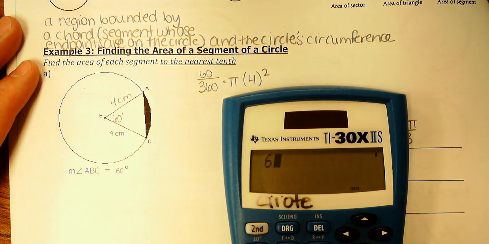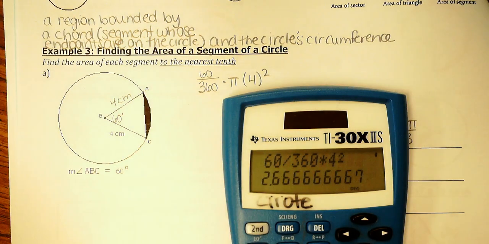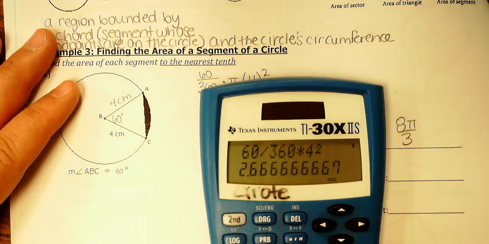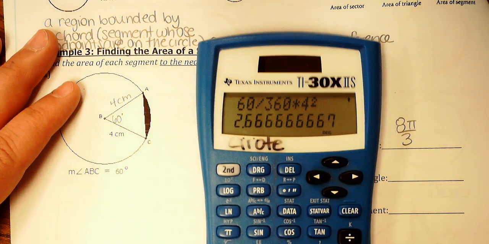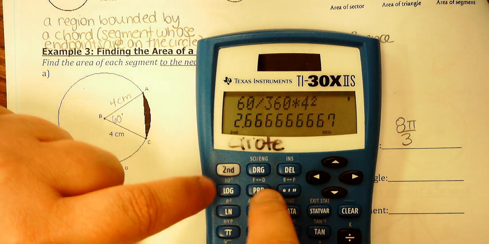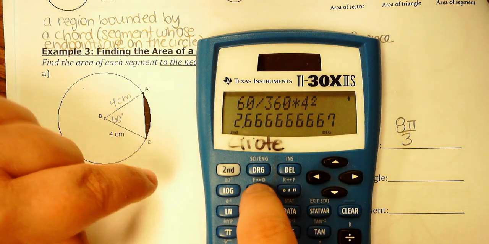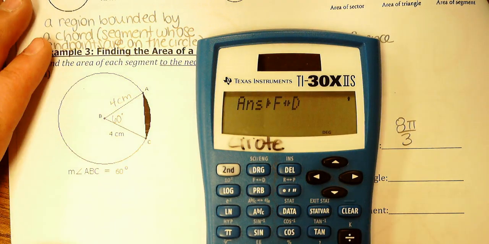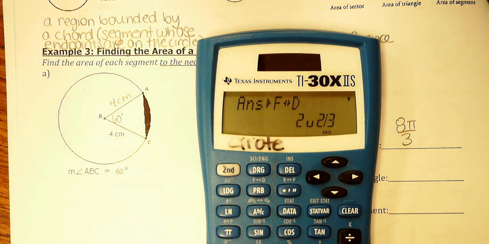I'm going to do 60 over 360 times that 4 squared. And again, I'm getting that long decimal. On these calculators, let me scooch this up a little bit so it's on the screen. If you hit second and then this F to D, it'll convert it from a decimal to a fraction. Now right here, this is a mixed number. So this is 2 2/3.